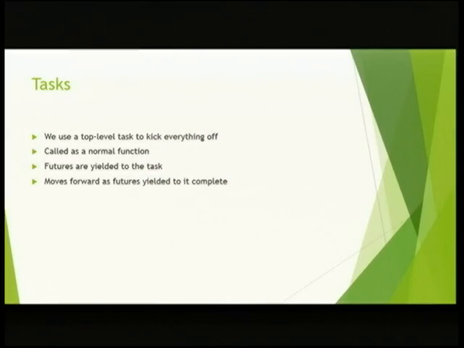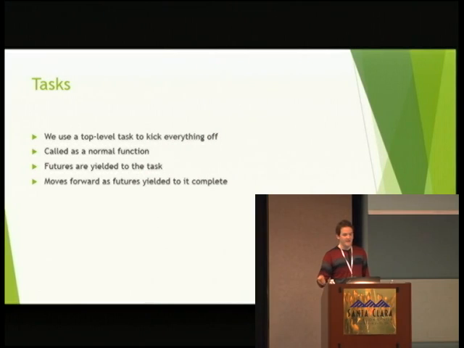So the top level task is pretty important. It kicks everything off, and it's called just like any other normal function, and it gets tasks yielded to it. But the key thing about it is that it automatically steps forward as those futures complete. So the future is yielded out, and that future has a method called addDoneCallback on it. And so the task calls addDoneCallback on the future that's yielded to it.